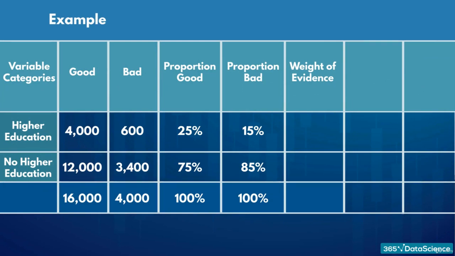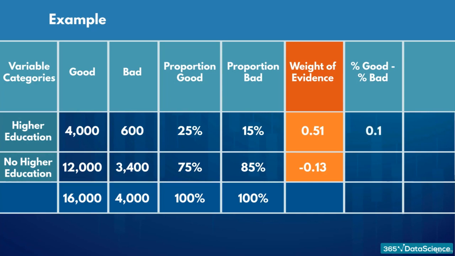To wrap the topic up, let's see how information value is calculated in practice using our previous example. We have already calculated the weight of evidence for each of the two categories of the education variable. They are 0.51 and minus 0.13. Now, let's calculate the weights that we must use for weighing weight of evidence. So, for the higher education category, this is the difference between the proportion of good borrowers who have higher education and the proportion of bad borrowers who have higher education. So, 0.1. Analogically, for the no higher education category, this is the difference between the proportion of good borrowers who don't have higher education and the proportion of bad borrowers who don't have higher education.